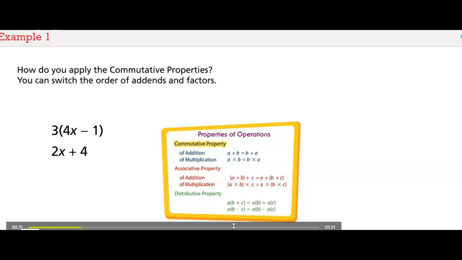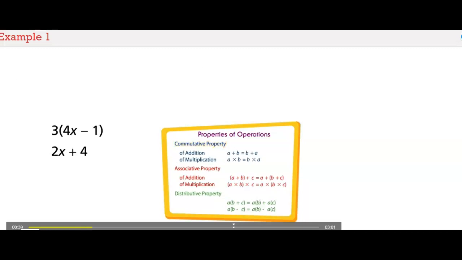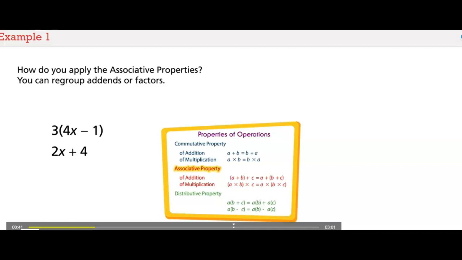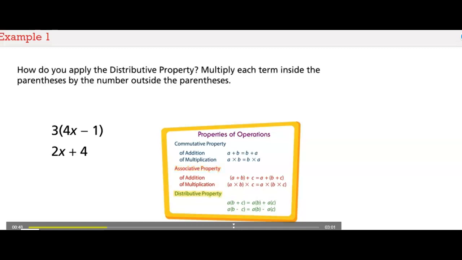How do you apply the commutative properties? You can switch the order of addends and factors. How do you apply the associative properties? You can regroup addends or factors. How do you apply the distributive property? Multiply each term inside the parentheses by the number outside the parentheses. Think about how you can use these properties of operations for any numbers a, b, or c.